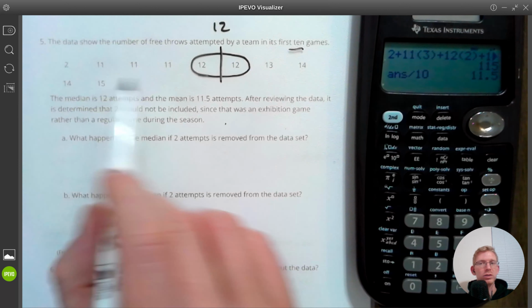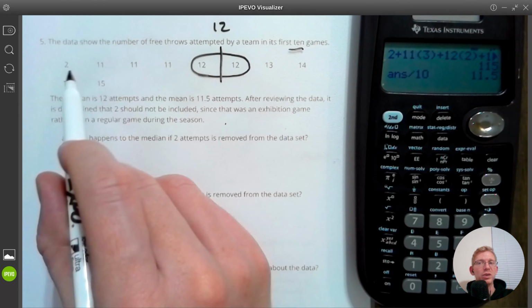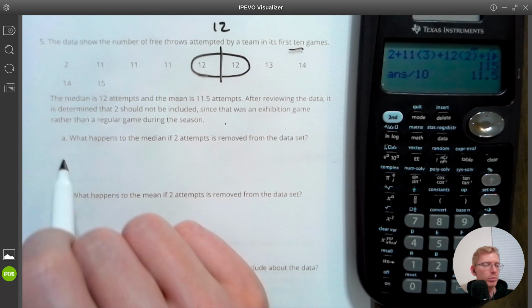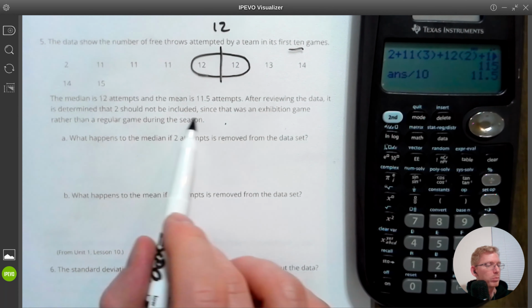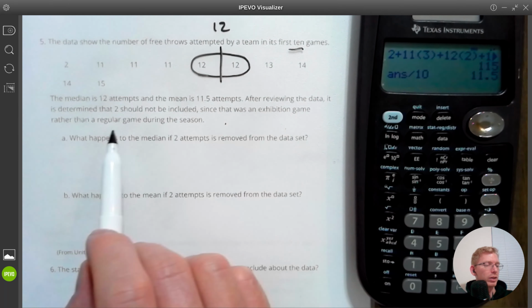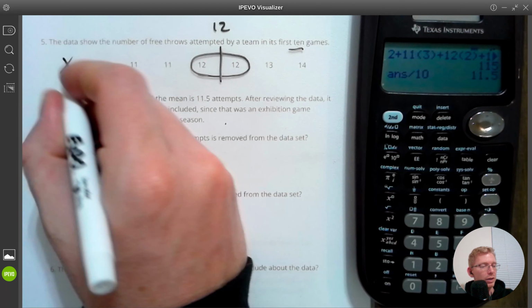But if we look at these numbers, we'll notice, well, most of these are bigger than 10, but this 2 seems very small compared to the rest. So, oh, look at this. 2 should not be included. That was an exhibition game. It wasn't a regular game during the season, so it shouldn't be counted in our statistics.